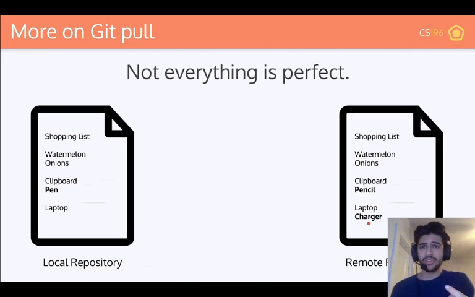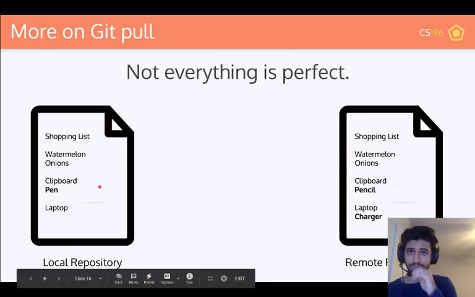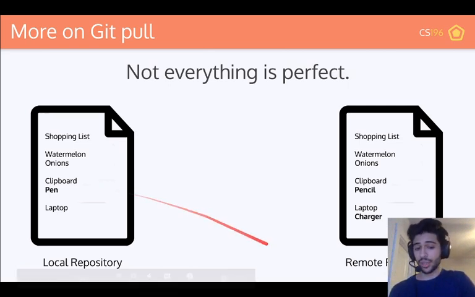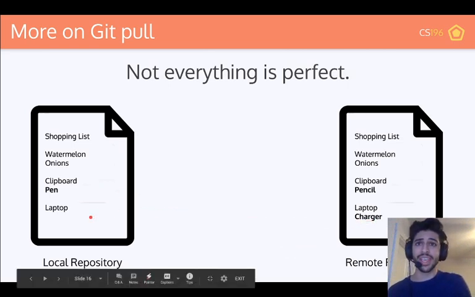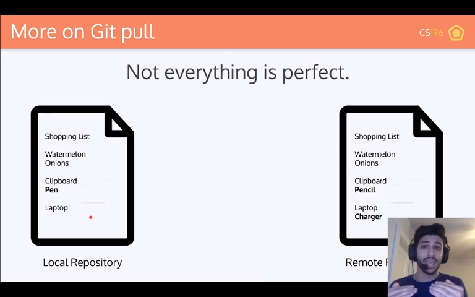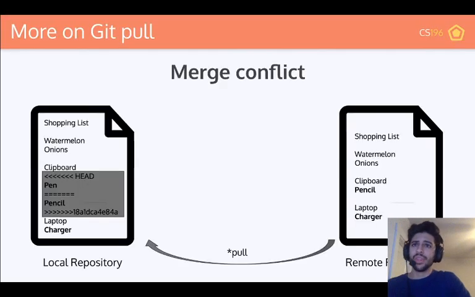So what will happen if we run git pull here? Because if you notice, up here, we now have some differences. Git will be able to smartly say, okay, I'll add charger to the end, but what do I do about the pen and the pencil? They're on the same exact line. So what happens now? When we run git pull, we get this terrifying little cryptic thing right here.